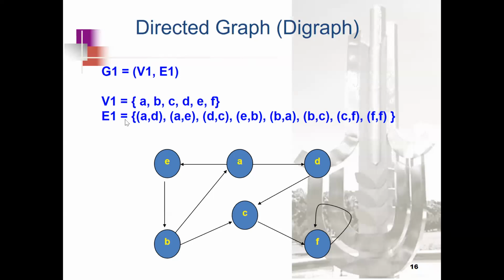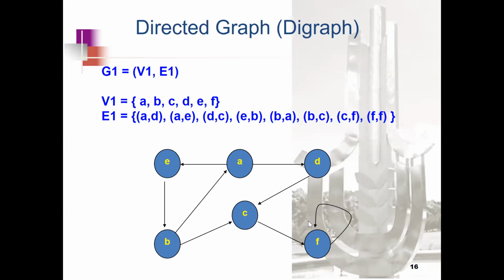Okay, so apa laluannya? Apakah laluan ataupun path? So you boleh tengok di sini lah. Pathnya adalah A ke D, A ke E, D ke C, E ke B, B ke A, B ke C, then C, F, and then F to F.